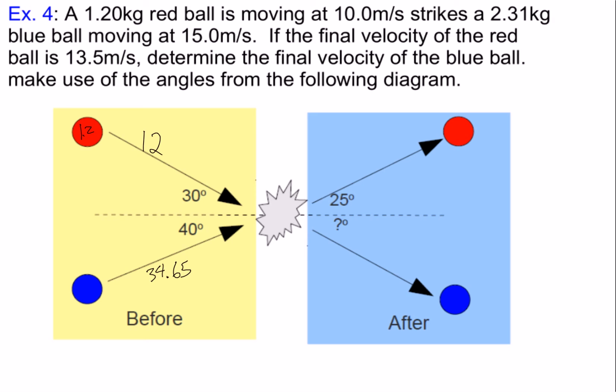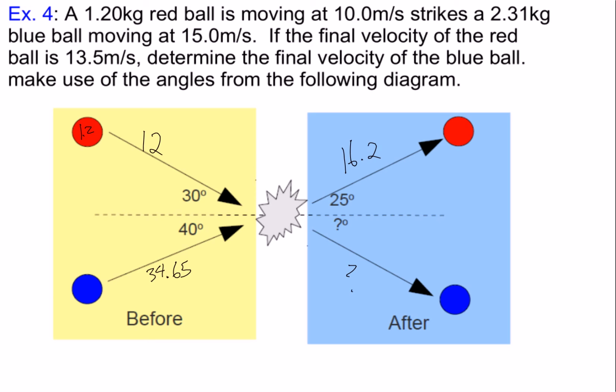Okay. And let's go to the after effects. So our after effects, we've got still the red ball, so it's still 1.2, but it says it's moving at 13.5 now. So that gives us a momentum of 16.2. And the question is, what is the velocity of the blue ball? So we're going to have to figure out that momentum of the blue one. Once we have the momentum, we should be able to figure out the velocity and the angle, just like we did on the last question.